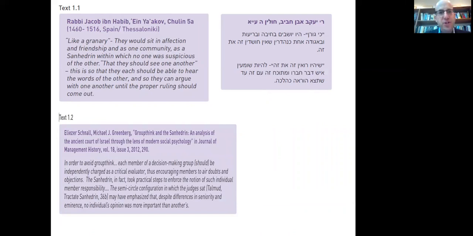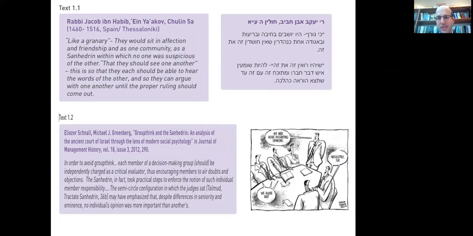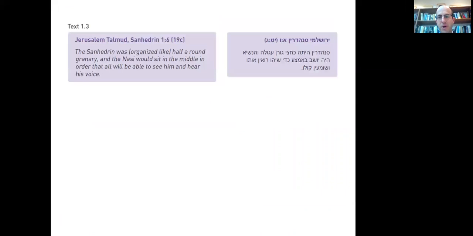What I tried to do with this source sheet, by the way, is I didn't want to only bring sources that agree that it's important to disagree. I wanted to bring at least one source that disagrees and that feels it's important that we don't disagree. If that made any sense, okay, I brought an example, the Jerusalem Talmud.